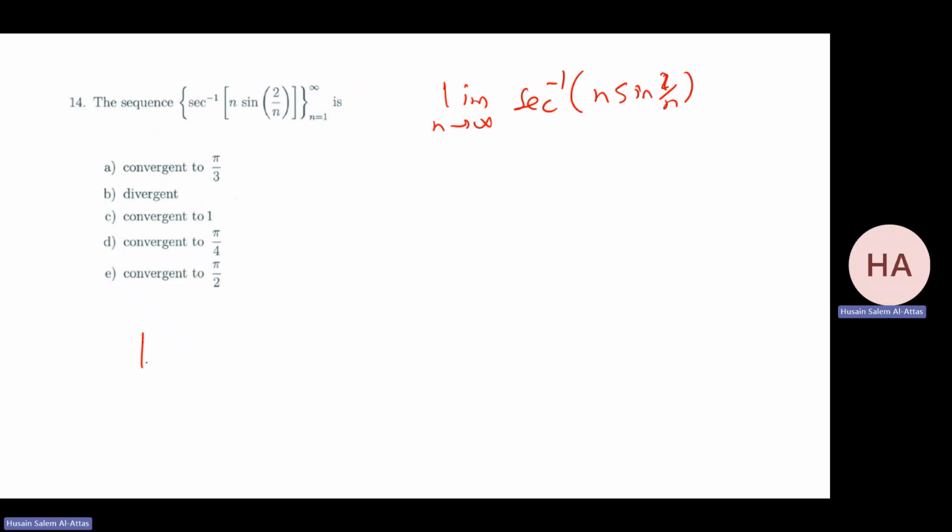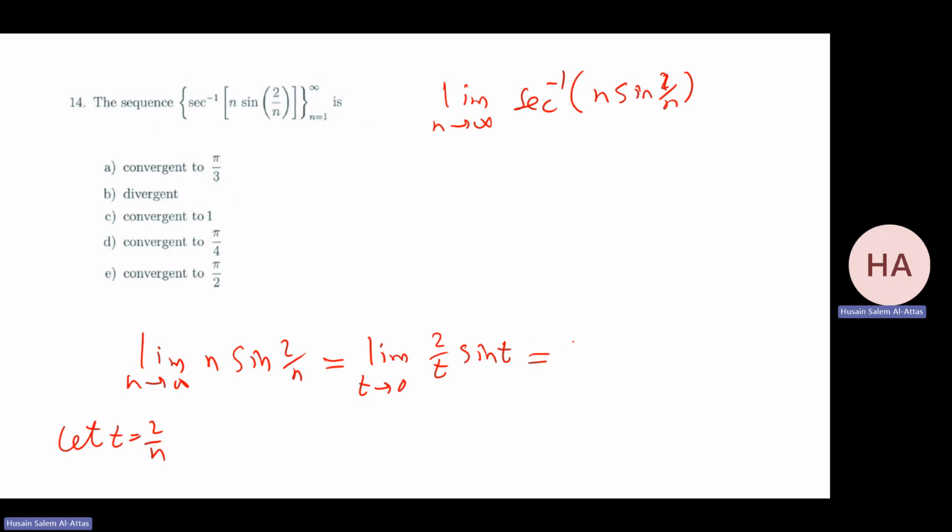Let me do this on the side. So I let t equal 2/n. So this limit will be the limit as t goes to 0. n will be 2/t and I have sine t. So it will be the limit as t goes to 0 of 2 sine t over t, which is 2 times 1, which is 2. So this limit is 2. So take the limit inside.